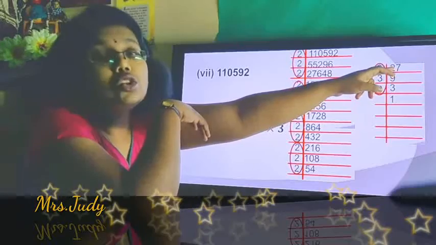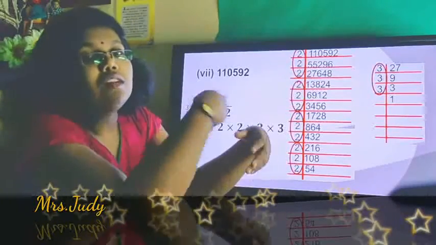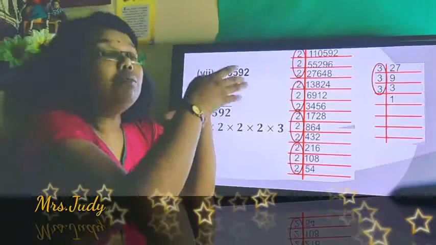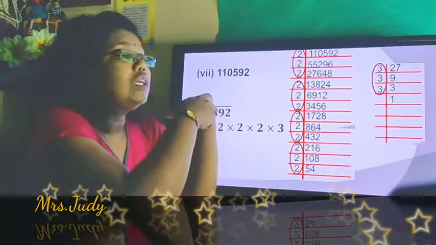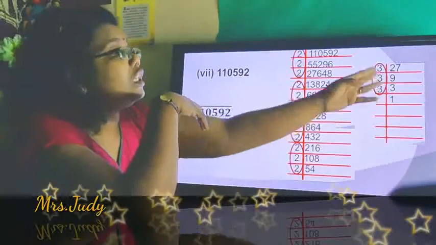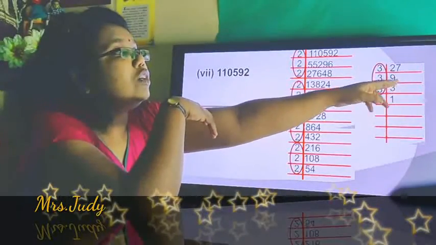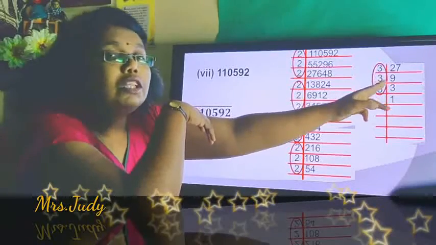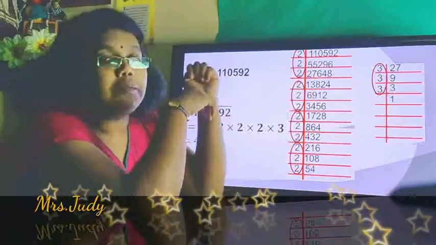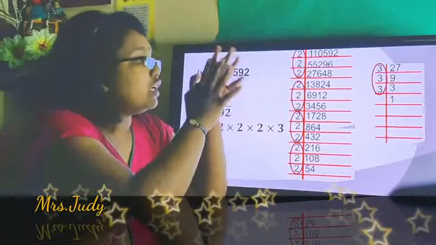Now 27 is not an even number, so we see the next prime number, that is 3. And since 27 is divisible by 3, we take 3, and 3 divides 27, you get 9. Again 9 is divided by 3, you get 3. 3 is divided by 3, you get 1. This is how we have factorized it.